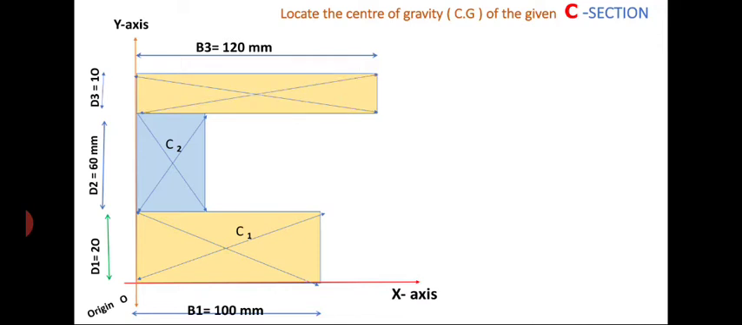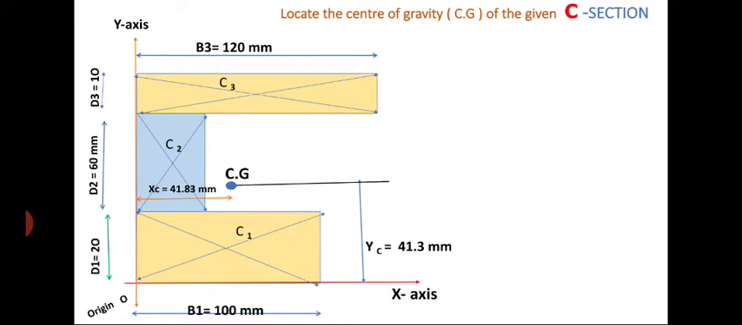C1, C2, C3 are the individual centroids, whereas CZ is the centroid or center of gravity of the entire C section at a distance of xc from the y axis and yc from the x axis, where the answer is xc equal to 41.83 and yc equal to 41.3. This is the final location of the centroid for a C section.